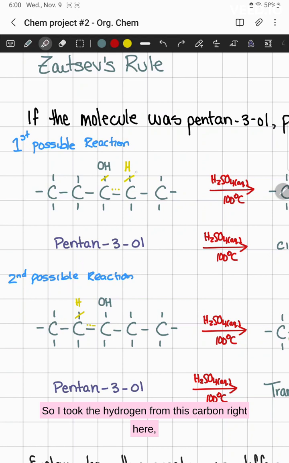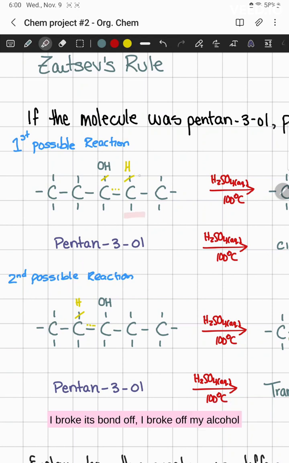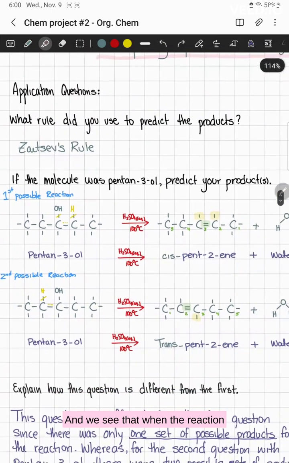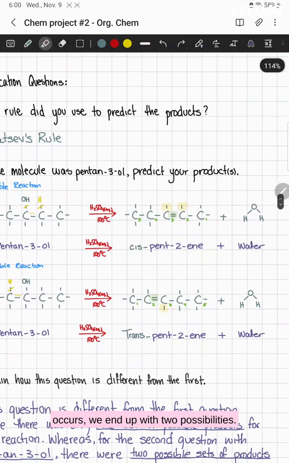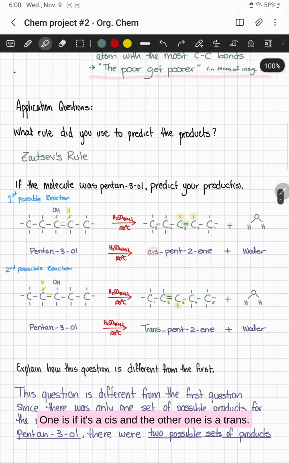So I took the hydrogen from this carbon right here. I broke its bond off. I broke off my alcohol bond and created a pi bond in between. And it's the same thing that happened over here. And we see that when the reaction occurs, we end up with 2 possibilities. One is if it's a cis and the other one is a trans. So how do we know if it's a cis or trans?